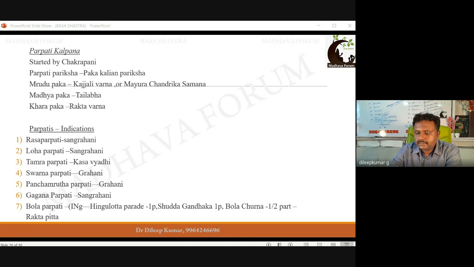Rakta Tisara, Rakta Pitta, Rakta Pradara, Raktarsha. So in my clinical practice, I don't get results from this Bola Parpati or Bola Churna. I don't know why, maybe the preparation is wrong. I have tried in many patients, especially in Pradara.